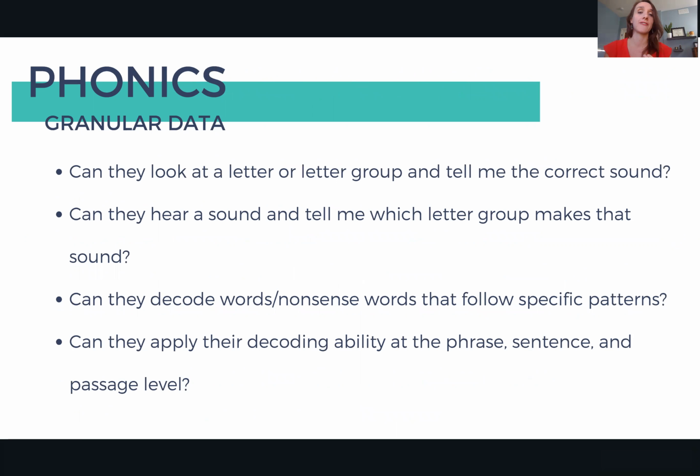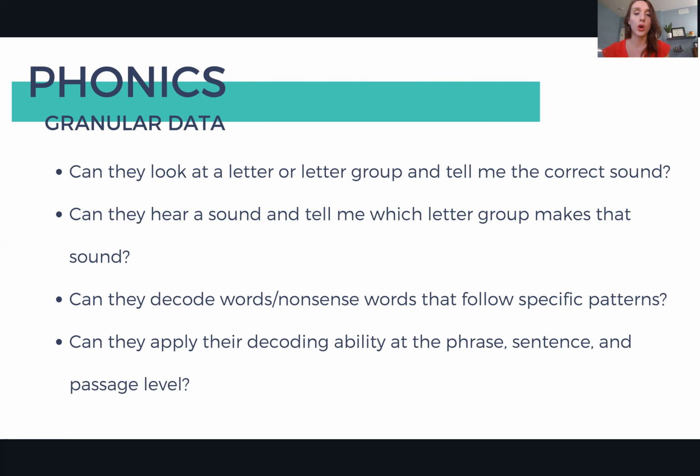If a student is struggling in phonics, we need to understand more granularly. Can they look at a letter or letter group and tell me the correct sound for that letter or letter group? Can they hear a sound and tell me which letter group makes that sound? These are 2 different tasks. So looking at a letter and telling you the correct sound is going to help with reading. Hearing the sound and telling you which letter group makes that sound is going to help with spelling.